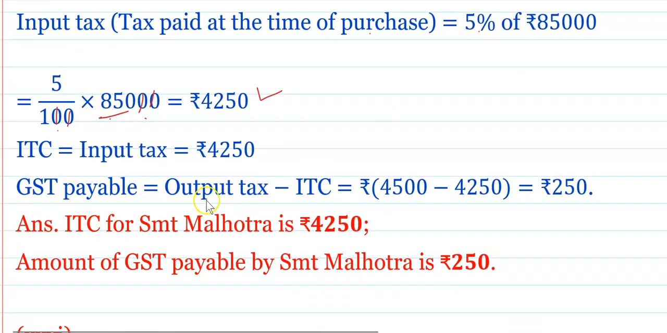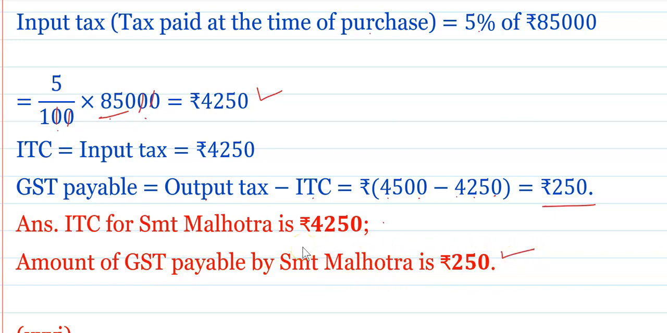That is the output tax minus ITC. 4,500 minus 4,250. What is the rupees GST payable? It is 250. Therefore, the ITC for Srimati Malhotra is rupees 4,250. Amount of GST payable by Srimati Malhotra is rupees 250.